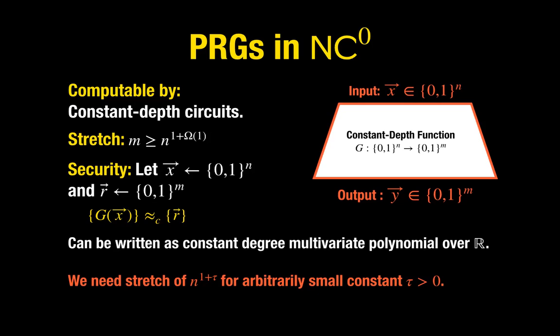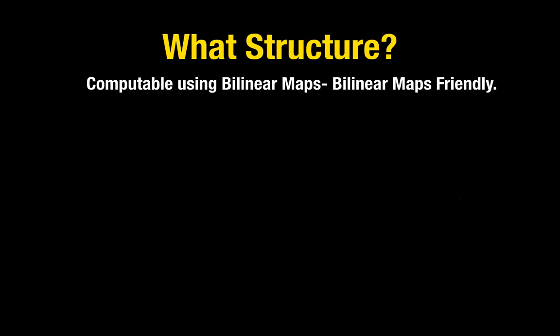And in the first talk, Amit did talk about all these assumptions and gave you the history of all these assumptions. So for this part, I'm going to skip that. So what is this notion of structured seed PRG and what is the structure that is useful for us? Well, what we want is that whatever PRG we propose should be computable by bilinear maps. Okay, so they should be bilinear map friendly.